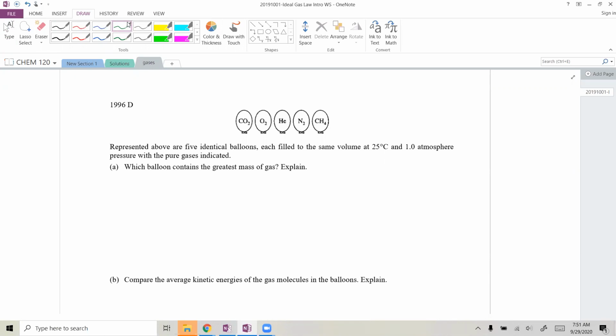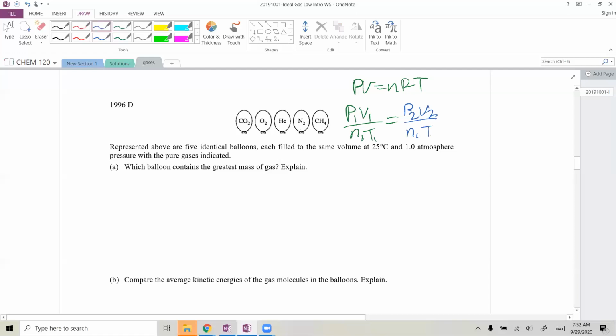Now, if we assume that they all behave ideally, there's a couple things that we want to think about. If we have PV equals nRT, and for each of them the pressure is the same, the volume is the same, and the temperature is the same, well, if we set that up as P1 V1 equals n1 T1, we could get P2 V2 equals n2 T2. And we could do this for all 5 of them if we wanted to.